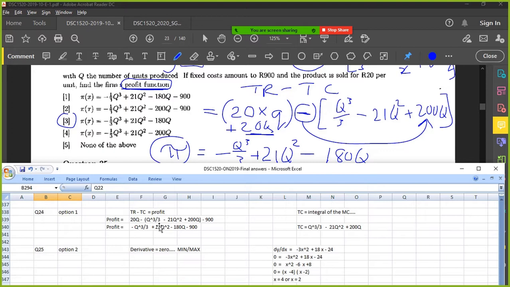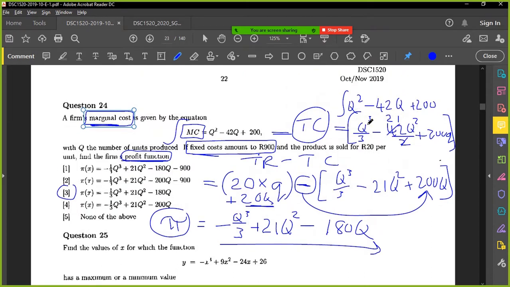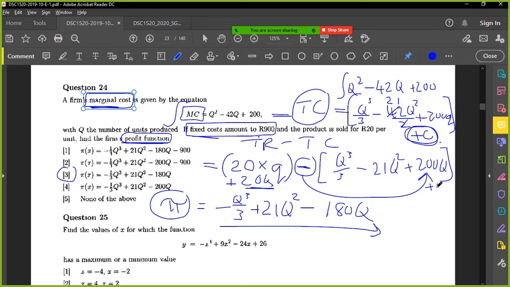What number is this? 24. Oh, I almost forgot. The plus 900 is the fixed costs. Remember, when you work out this integration, there's always a plus c here. I forgot to add the plus c. The plus c here is 900 because that's the fixed costs. So a minus times a plus is a minus, so you've got minus 900. Can't forget about that.